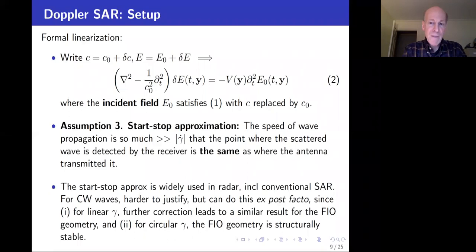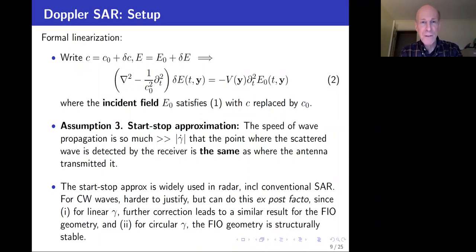So as I said, it's widely used in radar, including conventional SAR. For the kinds of transmitted waves we're using, these continuous waves, e to the negative i omega 0 times t, it's harder to justify because the wave is going continuously, right? But in fact, we can sort of justify this after the fact, because as we'll see at the end, for a linear flight path, further correction to the start-stop approximation, basically a first-order correction, actually leads to the same ultimate conclusion as when you make the start-stop approximation.